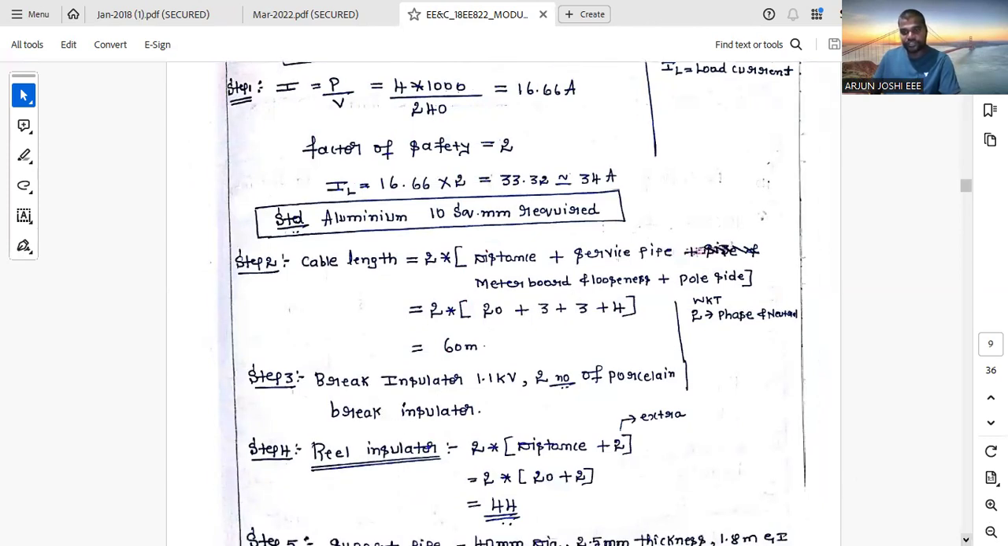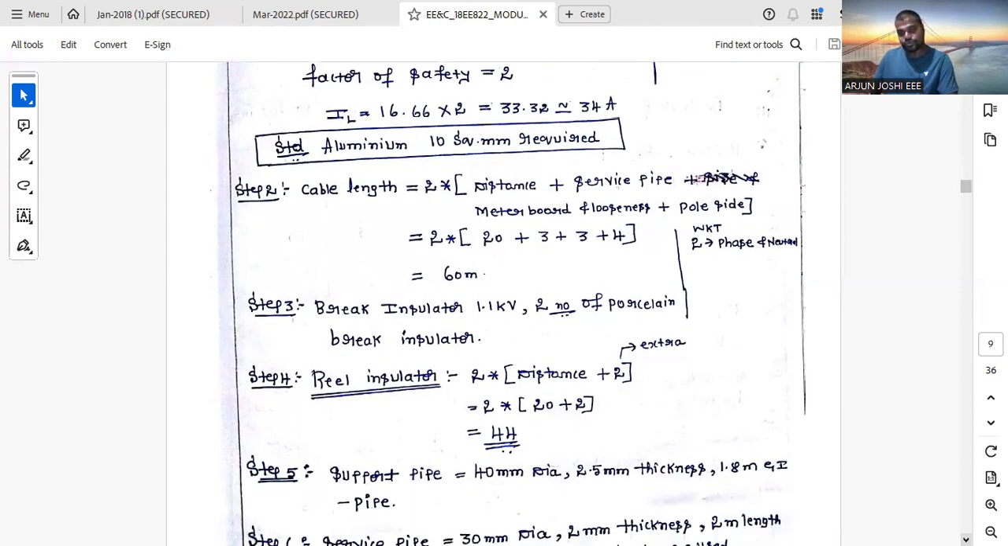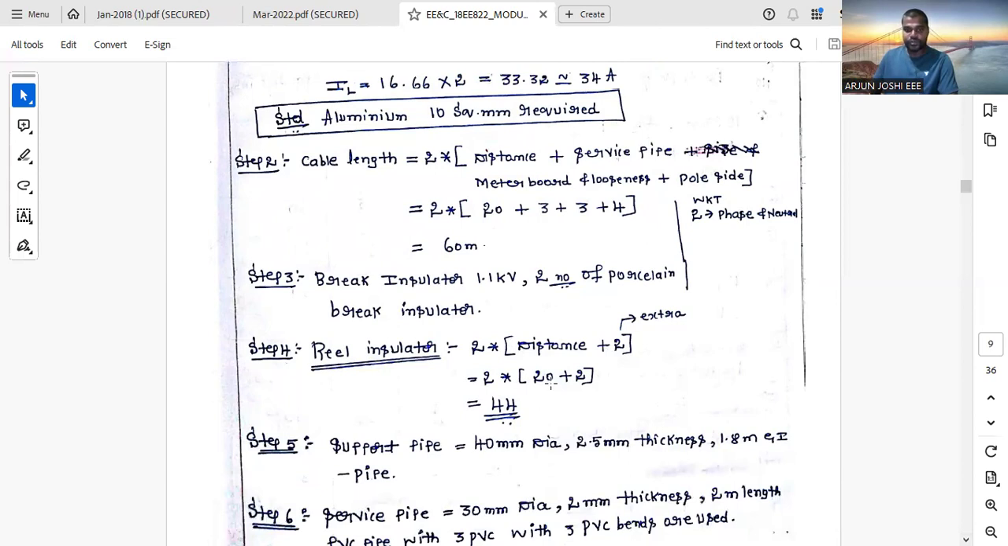How many reel insulators are required? For 2 phase we require 2 into distance plus 2, where this 2 is nothing but extra. So 2 into 20, that is the distance 20, plus 2, equals a total of 44.